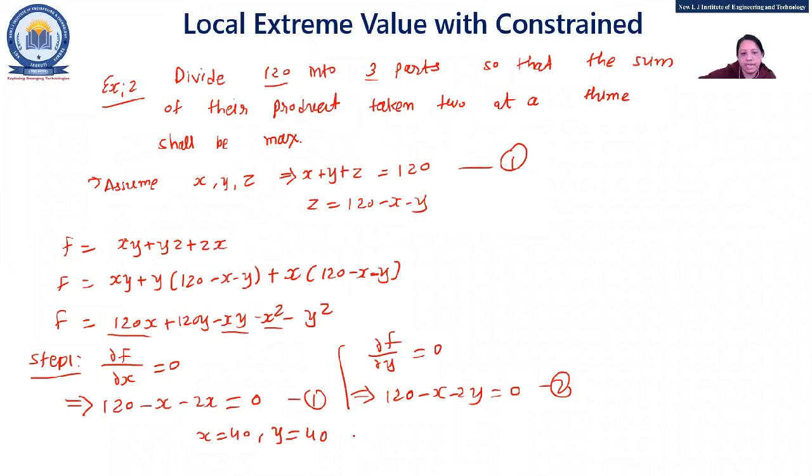So we can say, you have to write this: your stationary point is 40, 40. In the exam also, mention step 1. After the step, the last statement must be: stationary point is 40, 40. Fine. Now step 2.